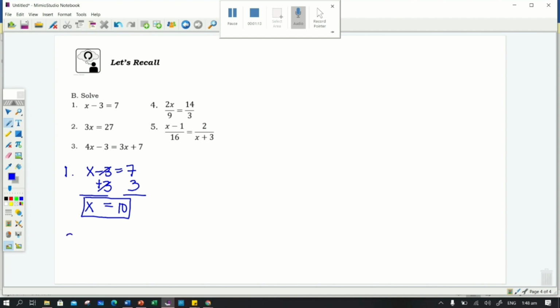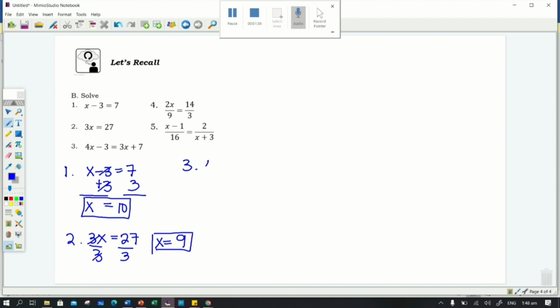For question number 2, we have 3x is equal to 27. If you encounter this kind of problem, we just simply divide both sides of the equation by 3 to obtain the value of x. So 27 divided by 3, the answer is 9. Okay, let's proceed with question number 3.